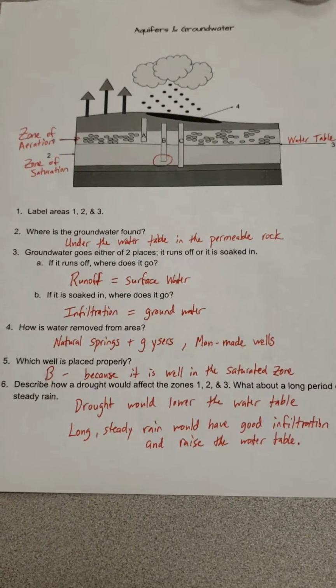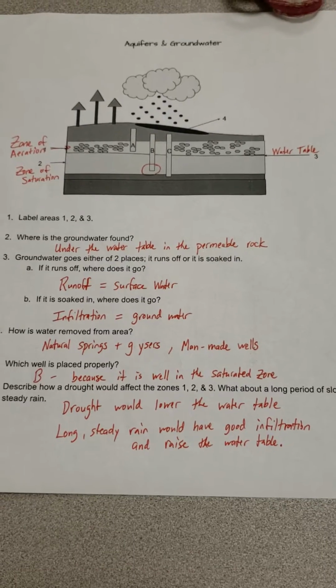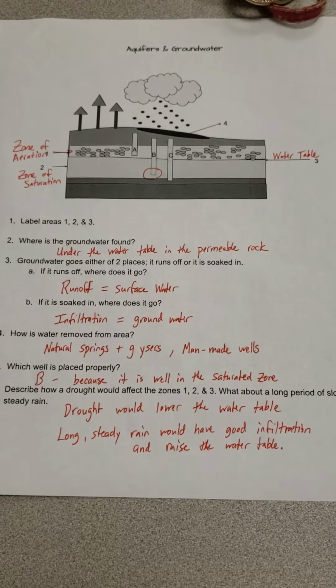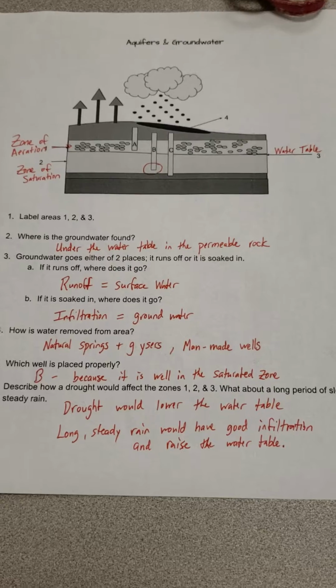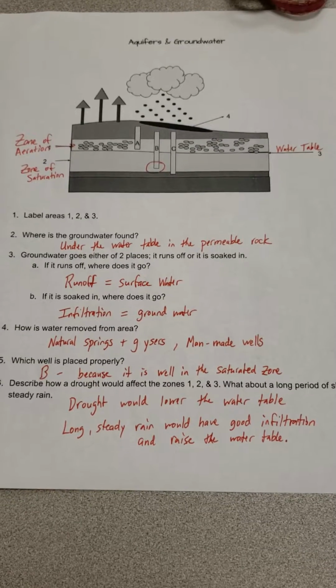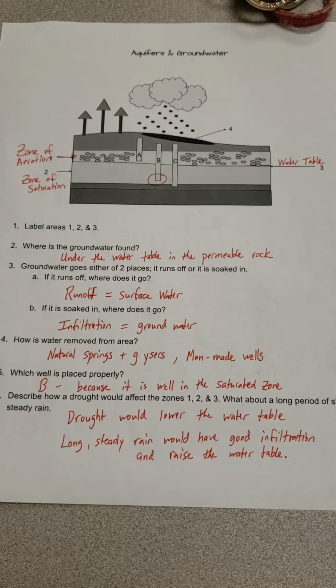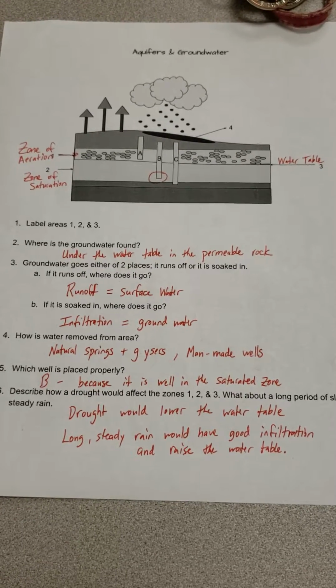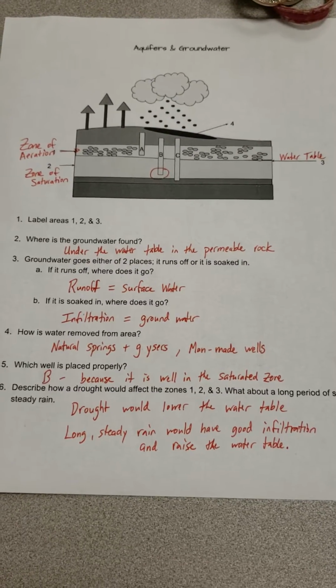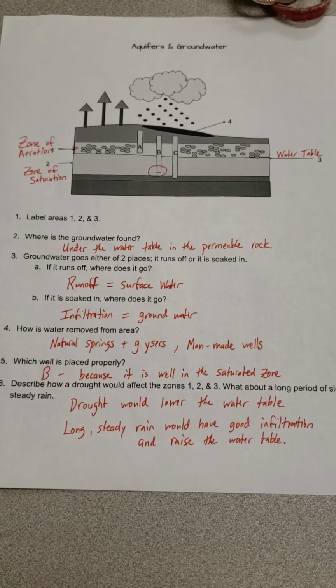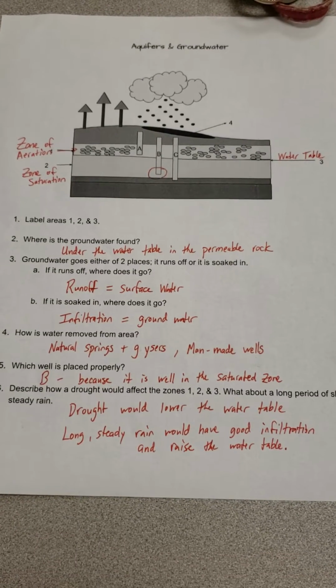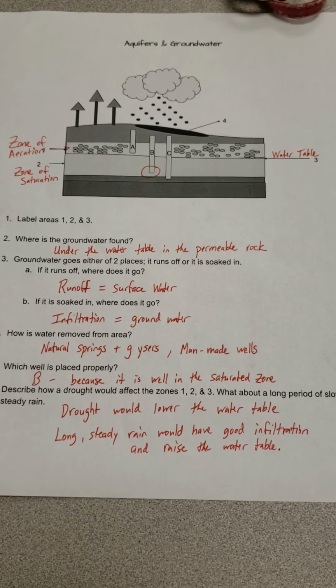When we look at our water table, we know the water table, just like the water cycle, doesn't stay in one spot. It's constantly moving. So we see here that our water table is going to rise and fall with our precipitation and also with use. So we can see here that a drought would lower the water table, and a long steady rain would refill the water table, and that's going to make it rise up higher.